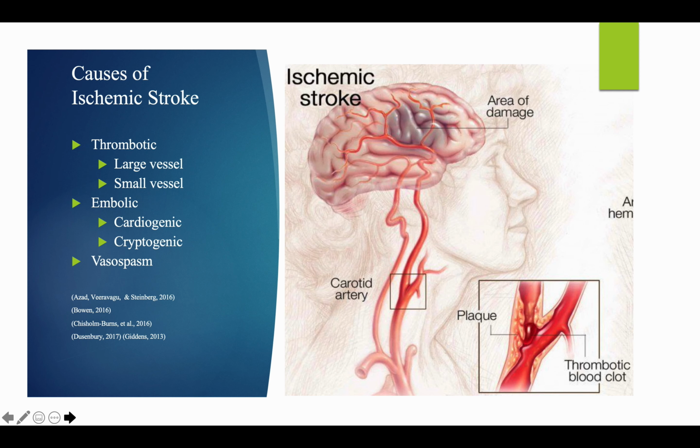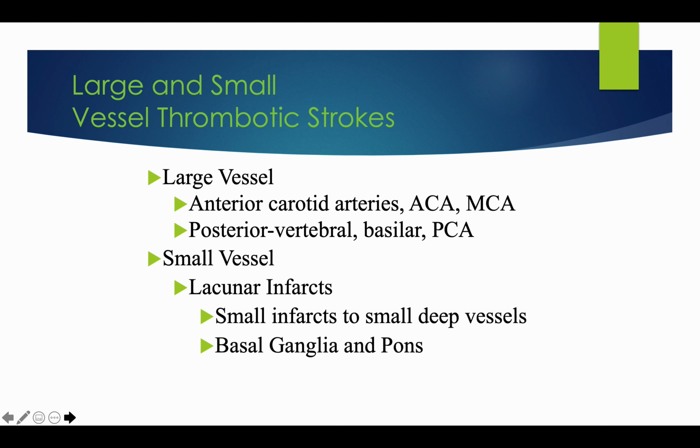Causes of ischemic stroke. Here's a little picture showing the potential causes. It shows from the carotids up into the vascularization, from the large vessels, and I'm going to get in more detail about this, into the smaller vessels. They could be thrombotic, in large vessels or small vessels, or embolic, which is cardiogenic, cryptogenic, and vasospasm. Large vessel and small vessel thrombotic strokes.